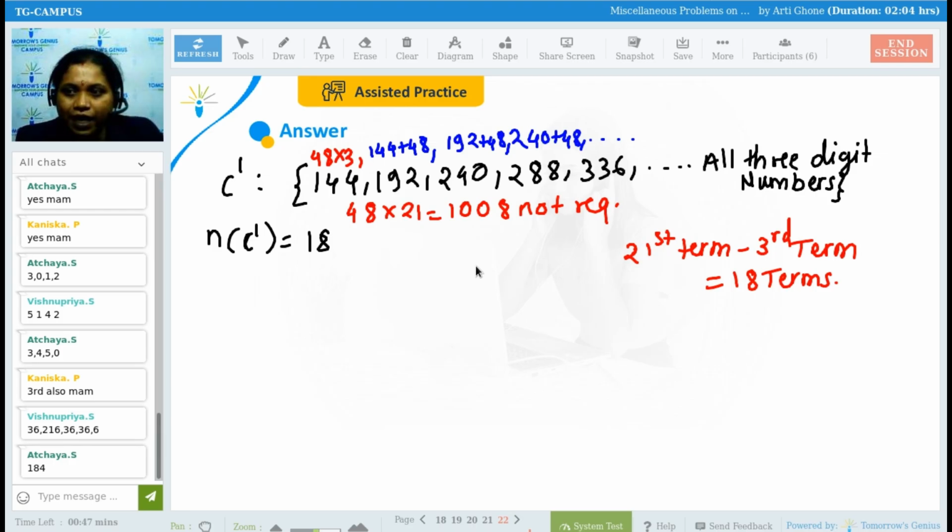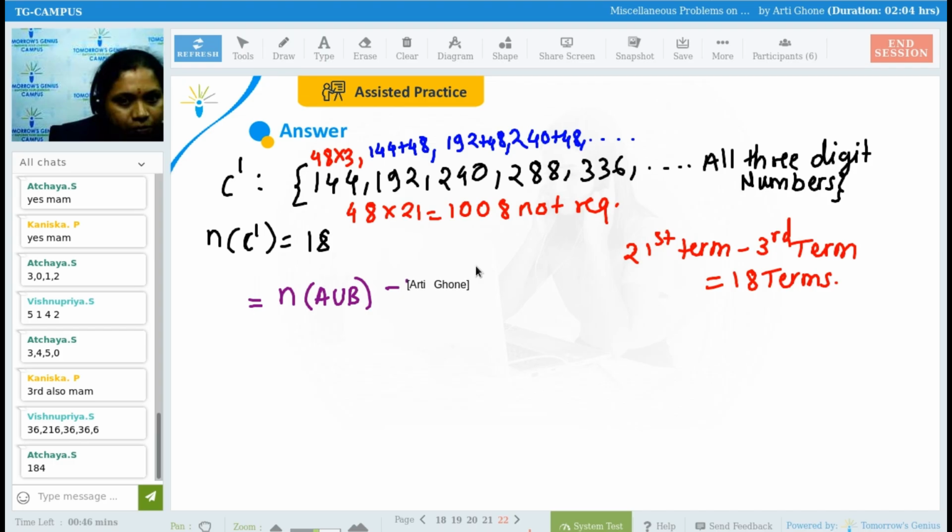Okay. Now, what is our required number? This is our final solution. What is the final solution? Number of A union B by the inclusion exclusion principle minus the number of the C complement set. That is the 18 count we have to subtract. Clear? So that will give a number not divisible by 48. Clear? Now you will do it. Required number count is this much only. This is our final answer. Now, okay, fine. This is done.